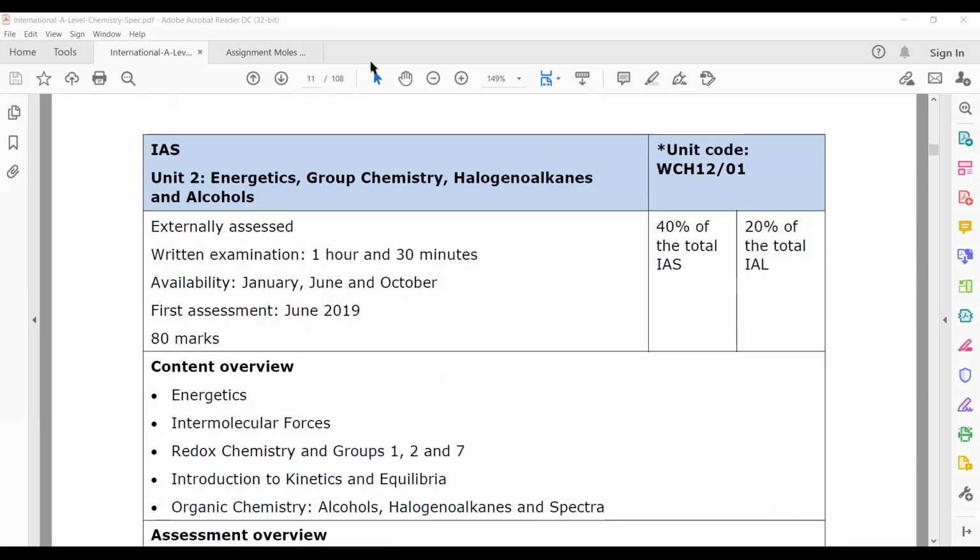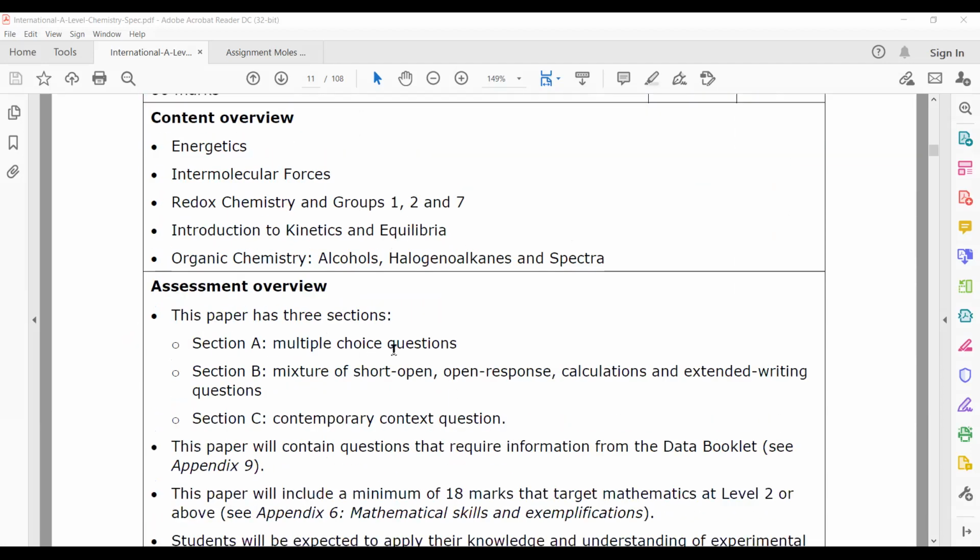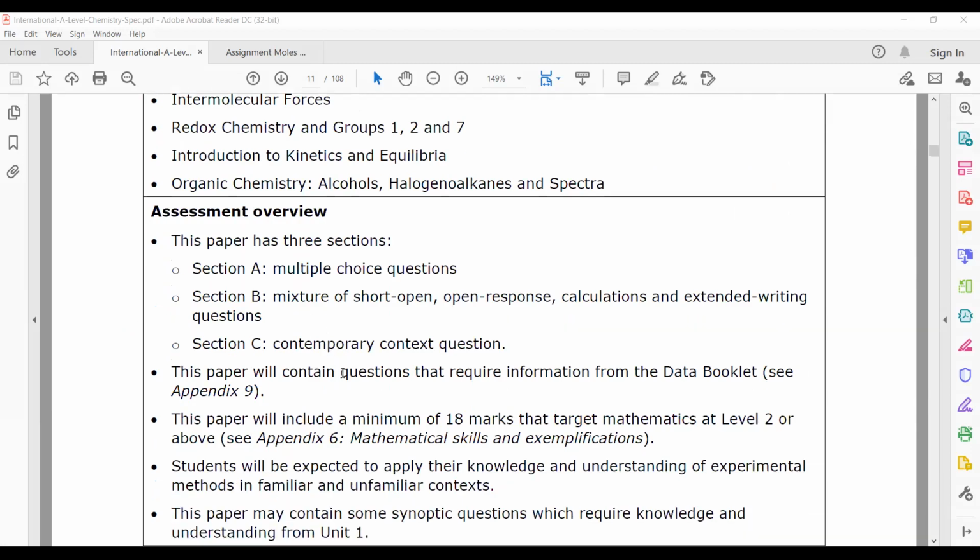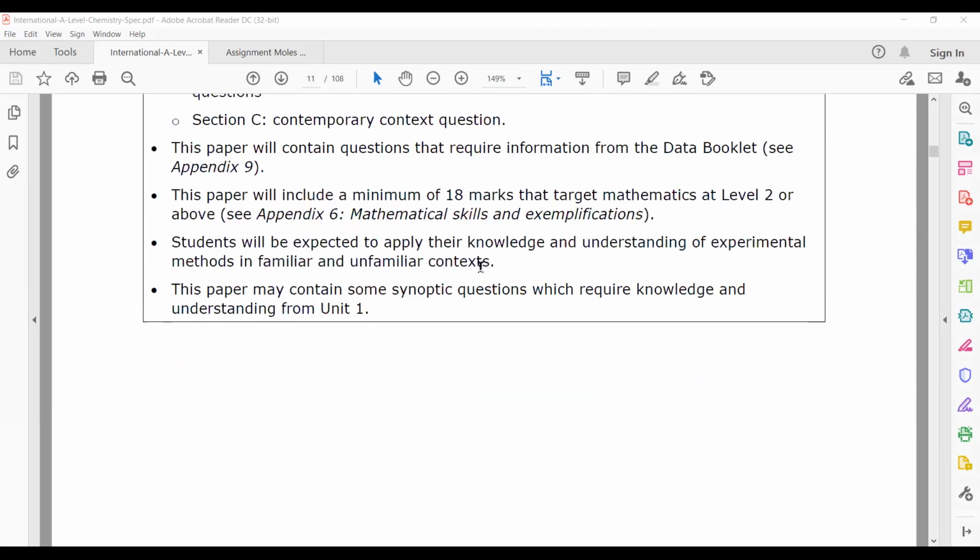Then Unit 2 is energetics, group chemistry, halogenoalkanes, and alcohols. The subject code for Unit 2 is WCH12. And again, 1 hour 30 minutes is the duration for this exam. Total marks 80. 40% of the result of AS is based on this, and 20% of A level based on this unit. And the contents are energetics, intermolecular forces, group 1 to 7, introduction to kinetics and equilibria, and organic chemistry. That we will discuss each of that. And again, first you have MCQs and then open response questions, short open questions, and calculations as well.